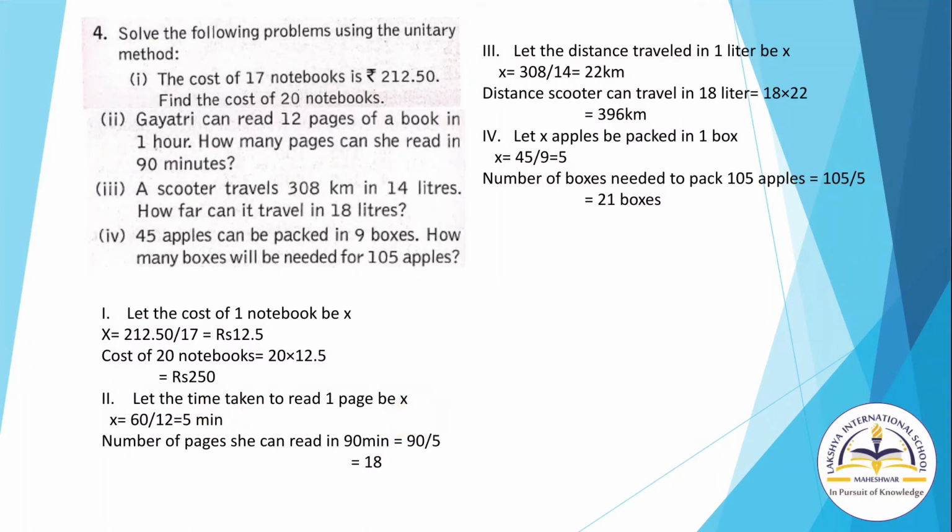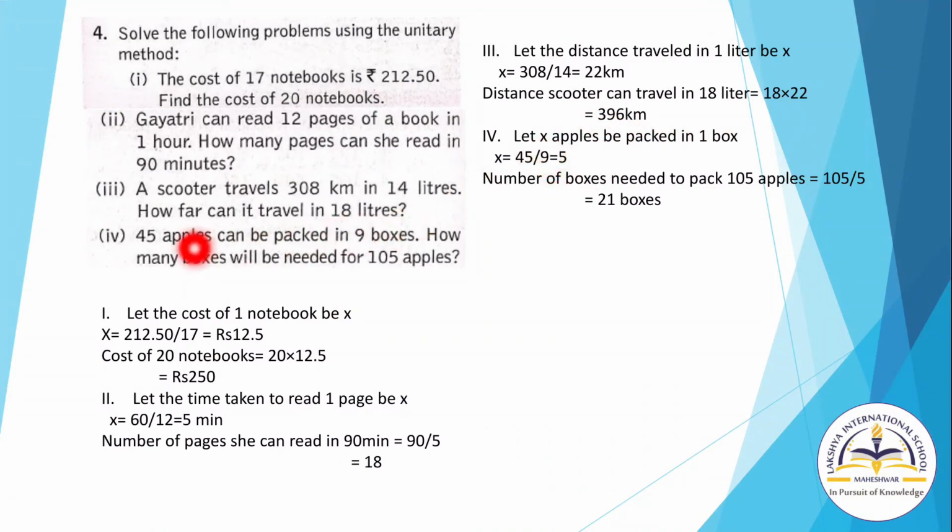Now question number 3, a scooter travels 308 kilometers in 14 liters. How far can it travel in 18 liters? So let the distance traveled in 1 liter be x, that is 308 by 14, you will get 22 kilometers. Means in 1 liter the distance traveled by the scooter is 22 kilometers. Now the distance the scooter can travel in 18 liters is 18 multiplied by 22. It means the scooter can travel 396 kilometers in 18 liters.